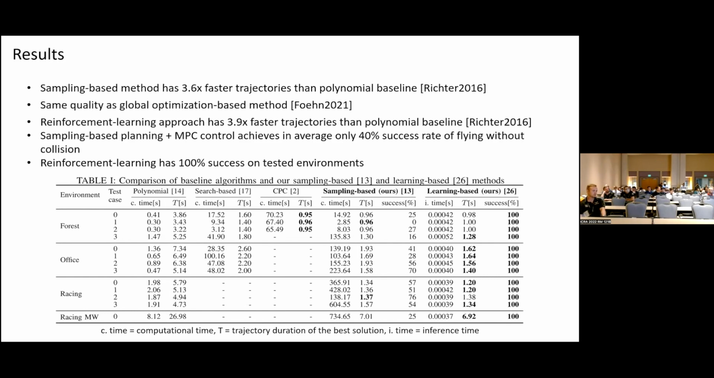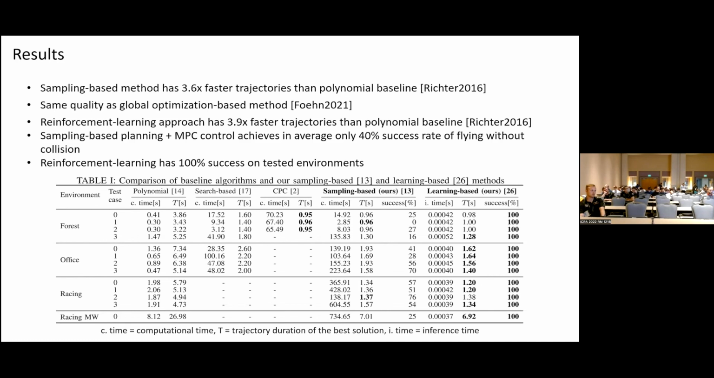So the sampling-based method outperformed the state of the art by 3.6, or it's 3.6 times faster compared to the polynomial method. And the learning-based method is even 3.9 times faster than the polynomial method. But what is interesting is that the sampling-based method is only planning, and we have to deploy it using MPC tracking, right? This was shown before for the CPC time-optimal method, and we also show it here for the sampling-based method.